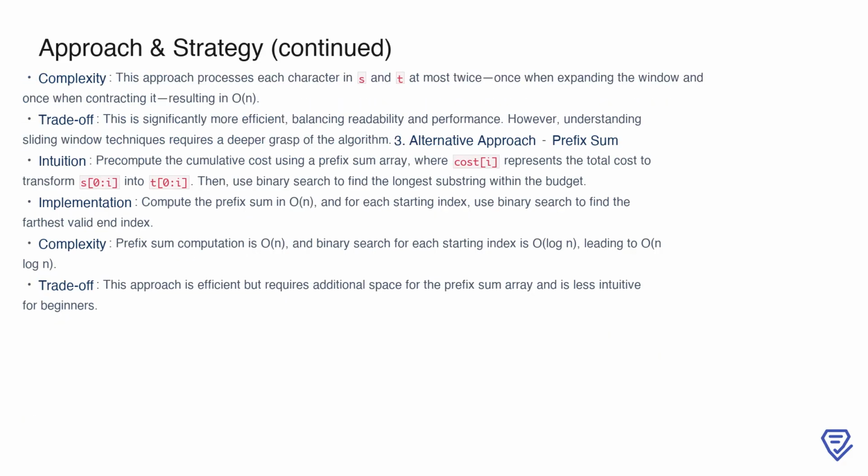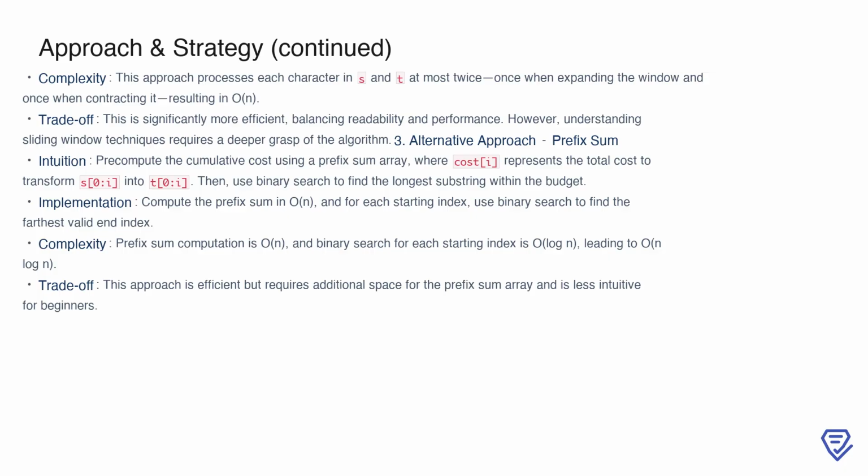Using the sliding window approach, we achieve a significant improvement in time complexity. Each character in the strings S and T is processed at most twice, once while expanding the window to include it and potentially once more while contracting the window to maintain the budget. This results in an overall time complexity of n, making the approach highly efficient for large inputs. The trade-off here is that while the implementation is more efficient, it requires a good understanding of the sliding window concept to grasp how the window dynamically adjusts.